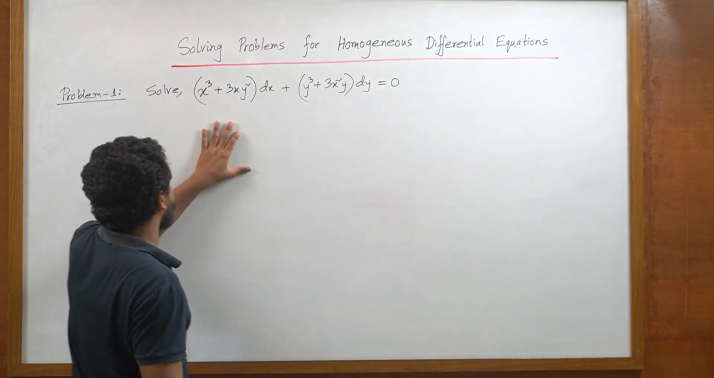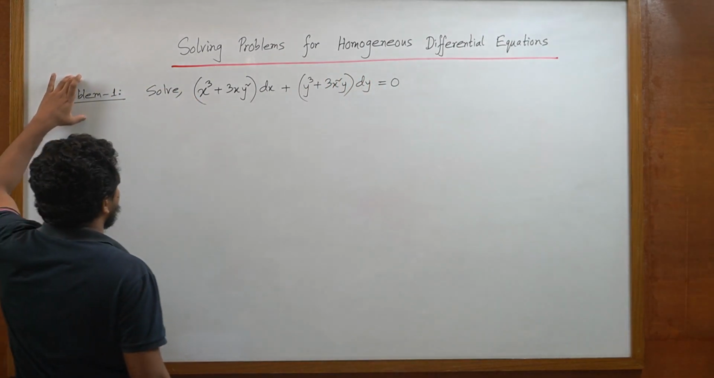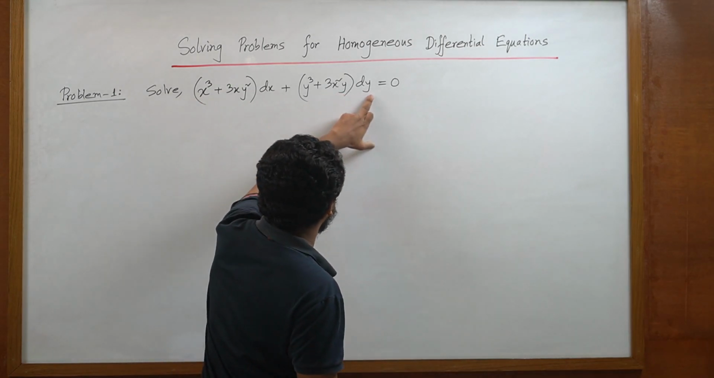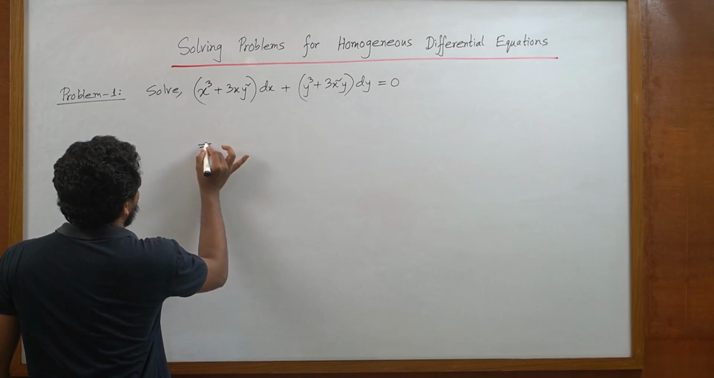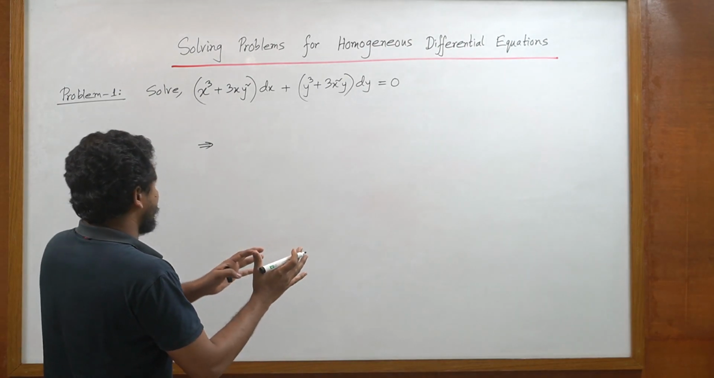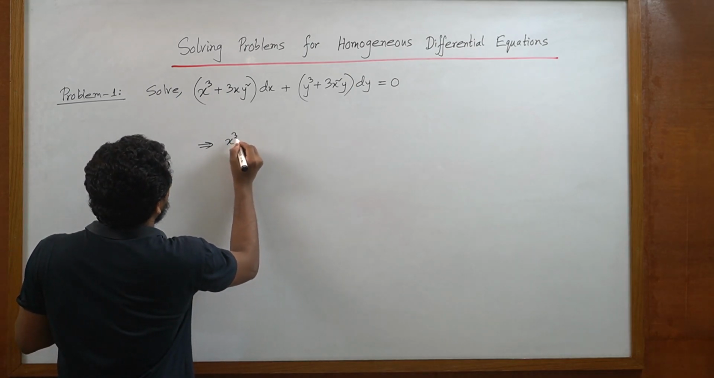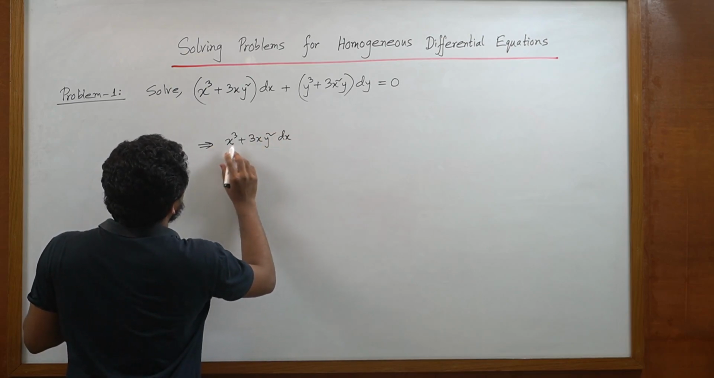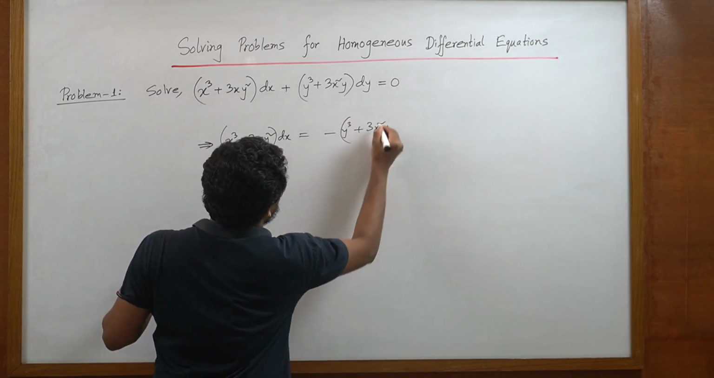Now we will solve problems regarding homogeneous differential equations. The first problem says (x³ + 3xy²) dx + (y³ + 3x²y) dy = 0. First we will take dy/dx to one side. So we will write this equation as (x³ + 3xy²) dx = −(y³ + 3x²y) dy.